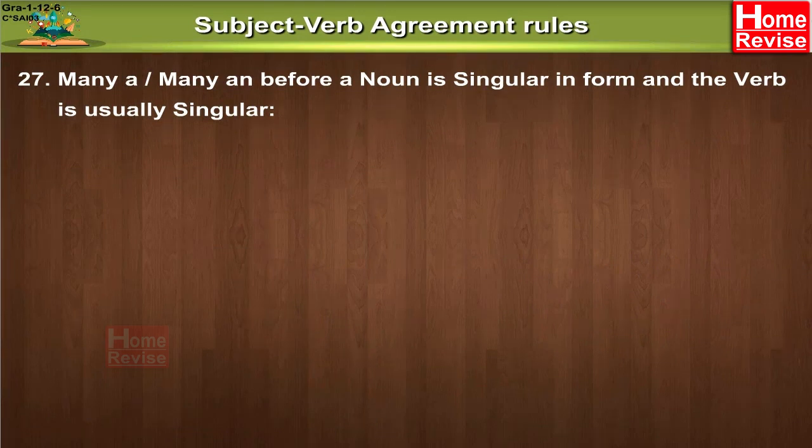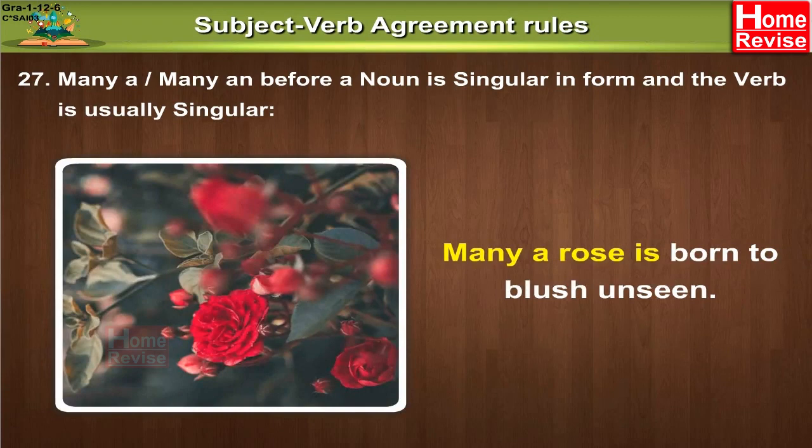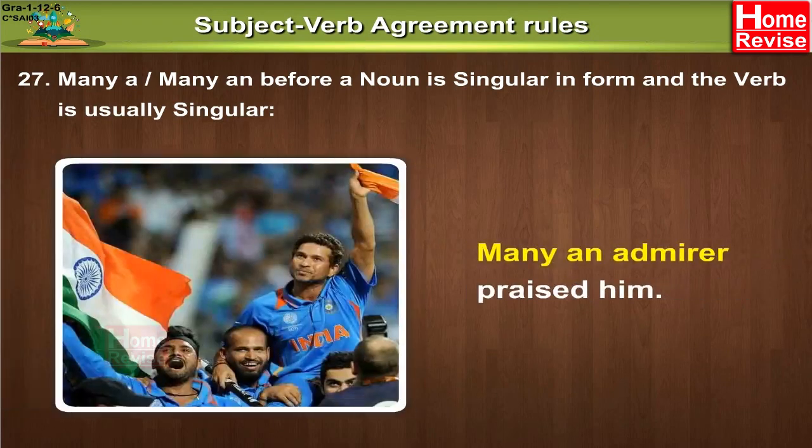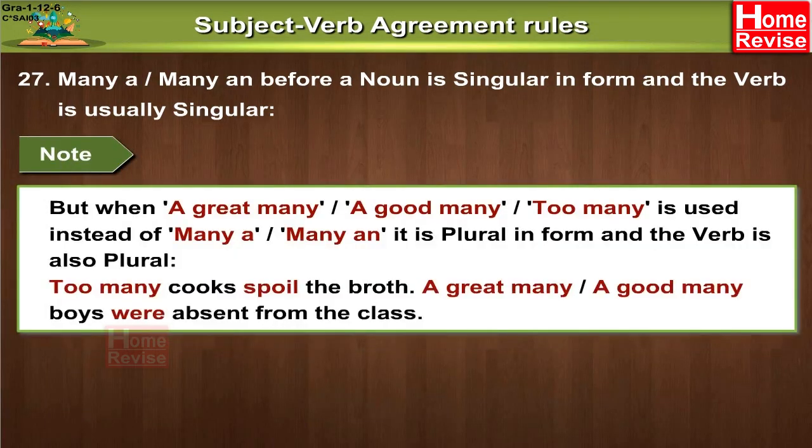27. Many a, many an before a noun is singular in form and the verb is usually singular. Many a rose is born to blush unseen. Many an admirer praised him. Note, but when a great many, a good many, too many is used instead of many a, many an, it is plural in form and the verb is also plural. Too many cooks spoil the broth. A great many or a good many boys were absent from the class.